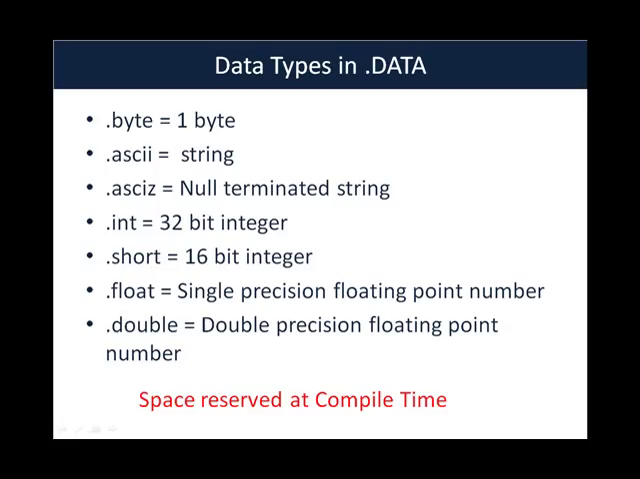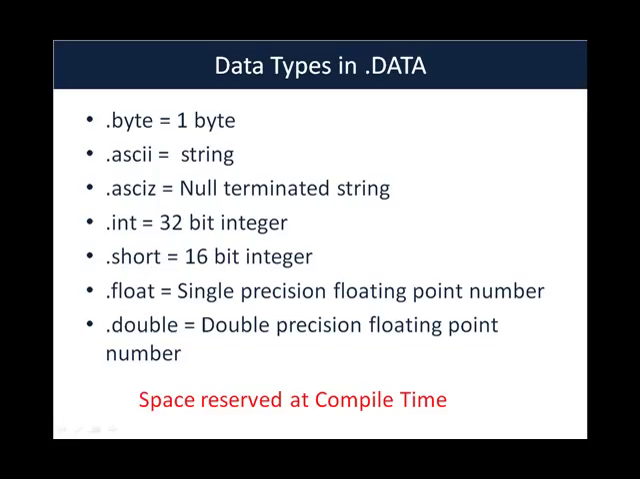Now if you remember, in the previous video we talked about the .data and .bss segments in which variables can actually be stored. So we'll first look at the .data segment and see the various data types which can be used within this segment. The first is .byte, which is actually 1 byte.